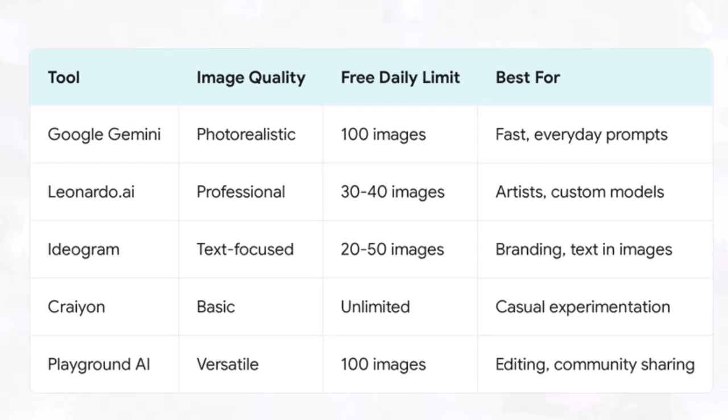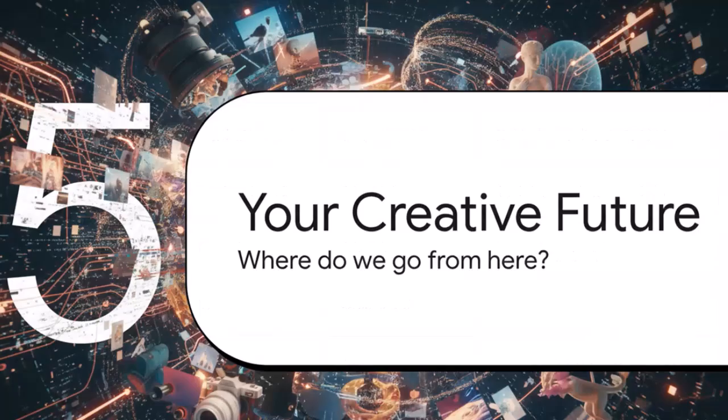But if you need to make a logo with perfect text, Ideogram is the obvious choice. For artists who want that fine-tuned control, Leonardo.ai. And for just playing around with no limits, Crayon. Go ahead, pause here and find the perfect tool for whatever you're dreaming up. So that's the world of AI image generation as it looks right now.